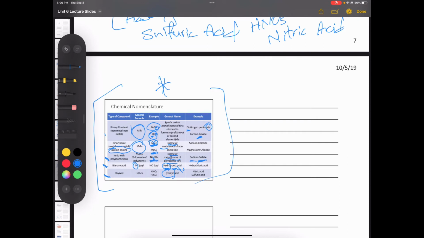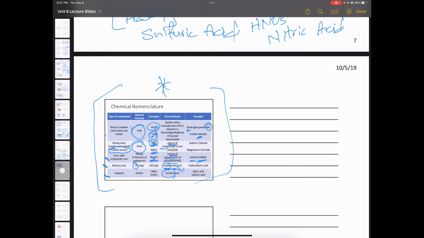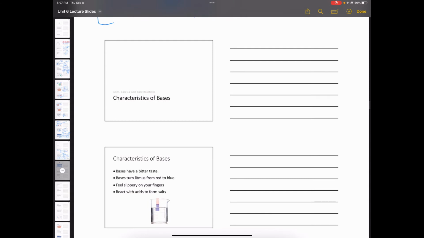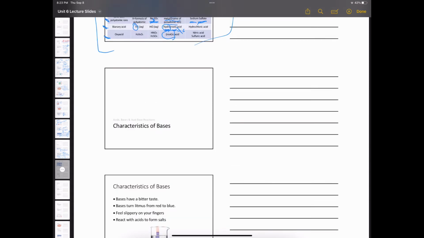So that's when it comes to naming acids. That's when it comes to categories for acids and how we can identify weak acids from strong acids.